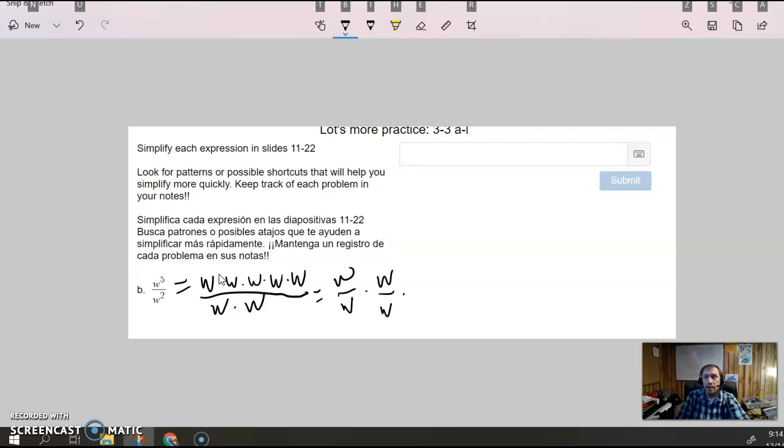What am I left with on top? I'm left with 3 more w's. If there's nothing left on the bottom, remember, we can always put that 1 there because anything times 1 is itself. So w divided by w is 1, w divided by w is 1, and we're left with 3 w's on the top, for w to the third power.